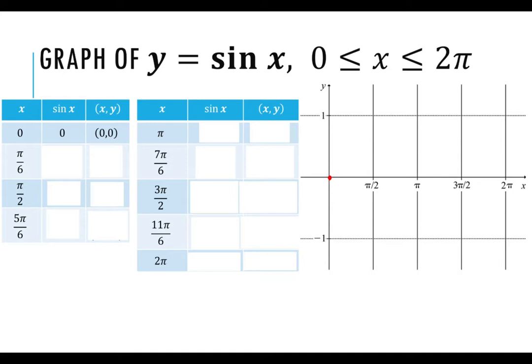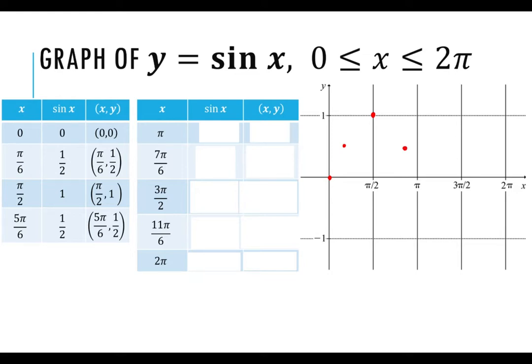Then let's plug in pi over 6. What is sine of pi over 6? Well, sine of pi over 6 is a half. So we get the ordered pair pi over 6, a half. Pi over 6 is about right here, so pi over 6, a half would be about right there. Then plug in pi over 2 into sine. Sine of pi over 2 is 1. Ordered pair is pi over 2, 1. Then we have sine of 5 pi over 6. Sine of 5 pi over 6 is a half. So that gives us this ordered pair, and that occurs about right here.